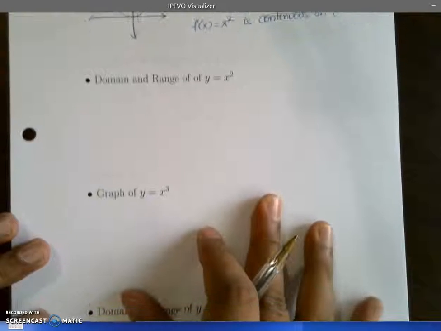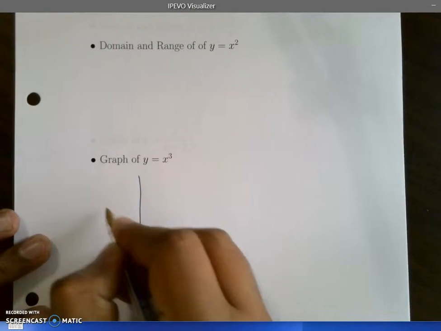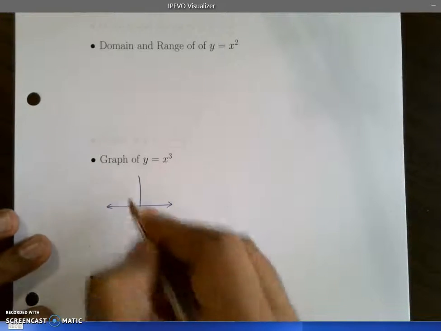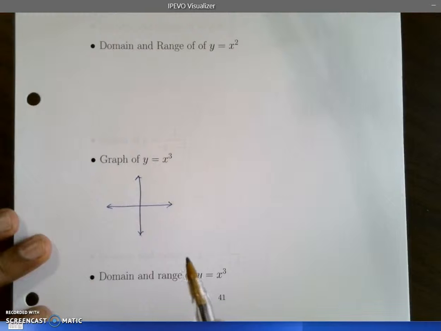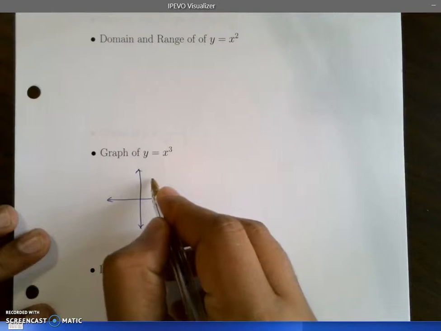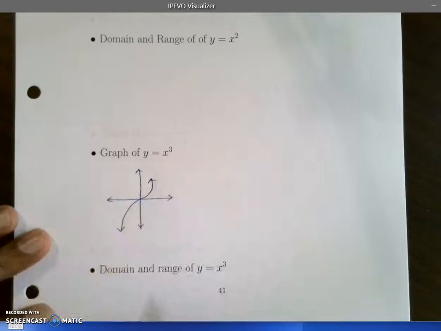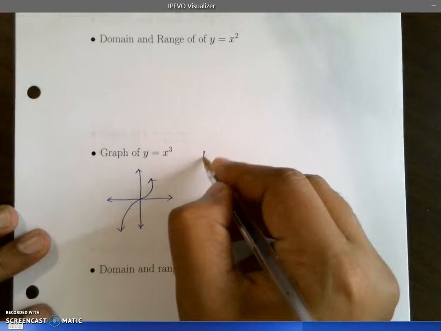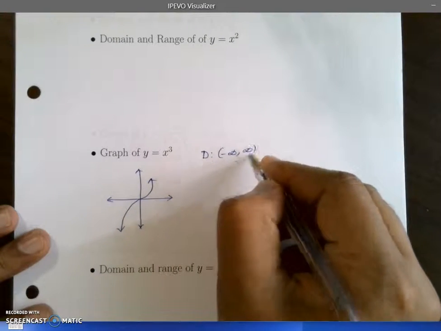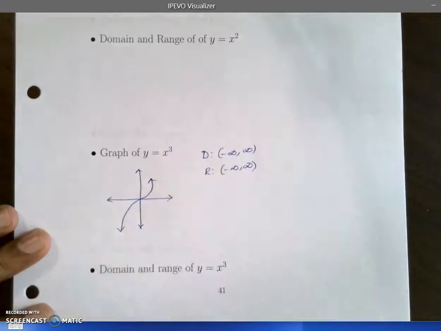Now let's look at the graph of y equals x cubed. It's a cubic function. It really plays a big role in future examples. The rough sketch of the graph would look like this. As you can see, the domain of the graph is going to be from negative infinity to positive infinity. The range of the graph is again negative infinity to positive infinity.